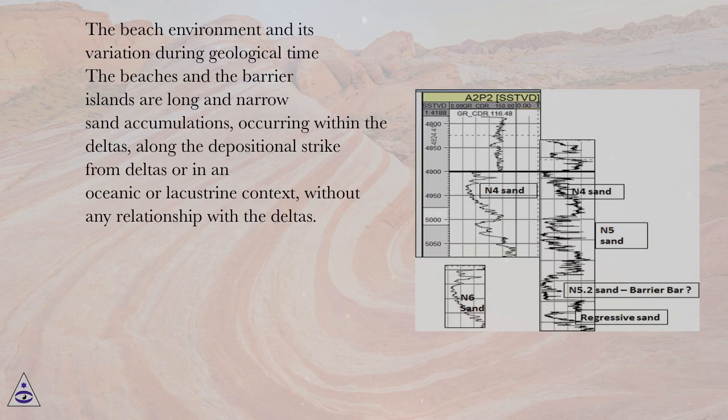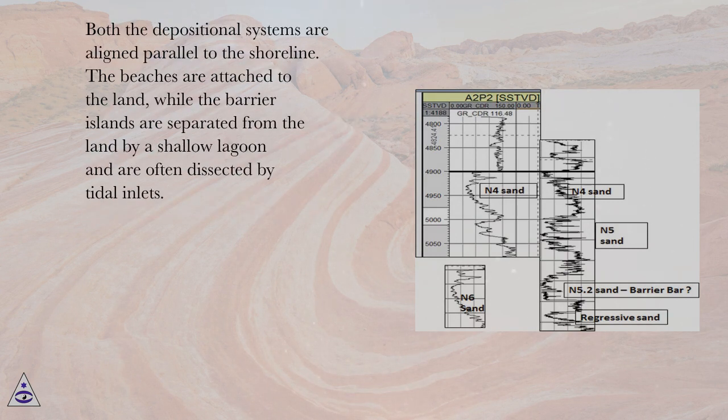The beach environment and its variation during geological time. The beaches and the barrier islands are long and narrow sand accumulations, occurring within the deltas, along the depositional strike from deltas or in an oceanic or lacustrine context, without any relationship with the deltas. Both the depositional systems are aligned parallel to the shoreline.